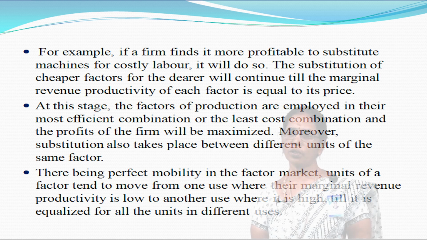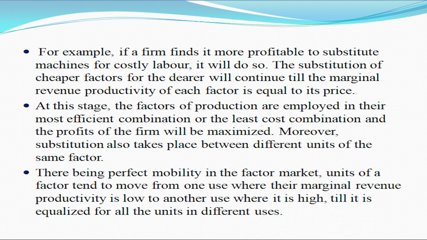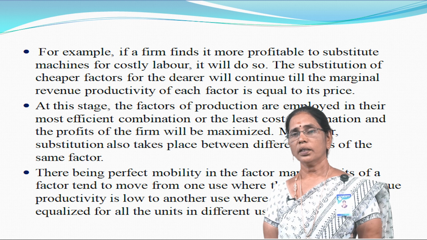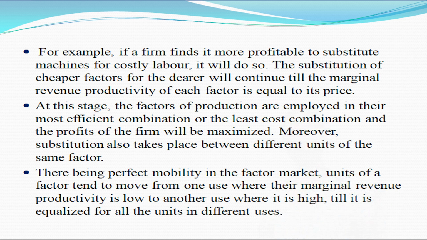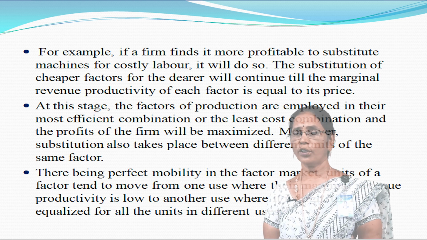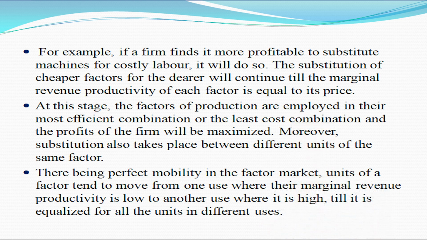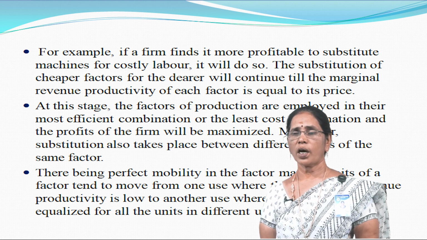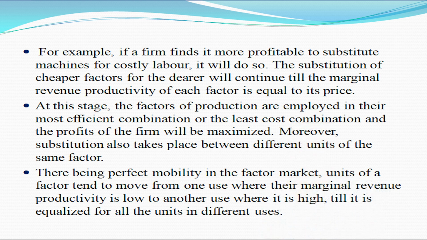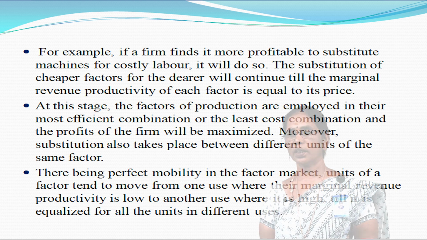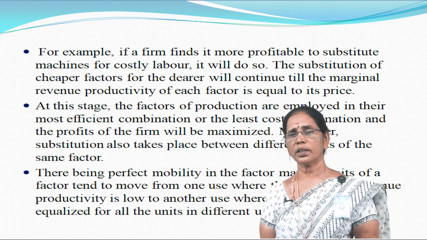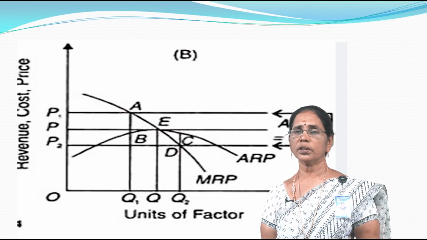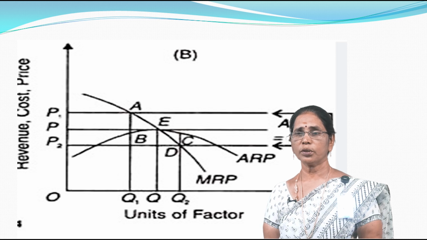Moreover, substitution also takes place between different units of the same factor. There being perfect mobility in the factor market, units of a factor tend to move from one use where their marginal revenue productivity is low to another use where it is high, till it is equalized for all the units in different uses. Now we have to see the diagrammatical explanation of this marginal productivity theory of distribution.